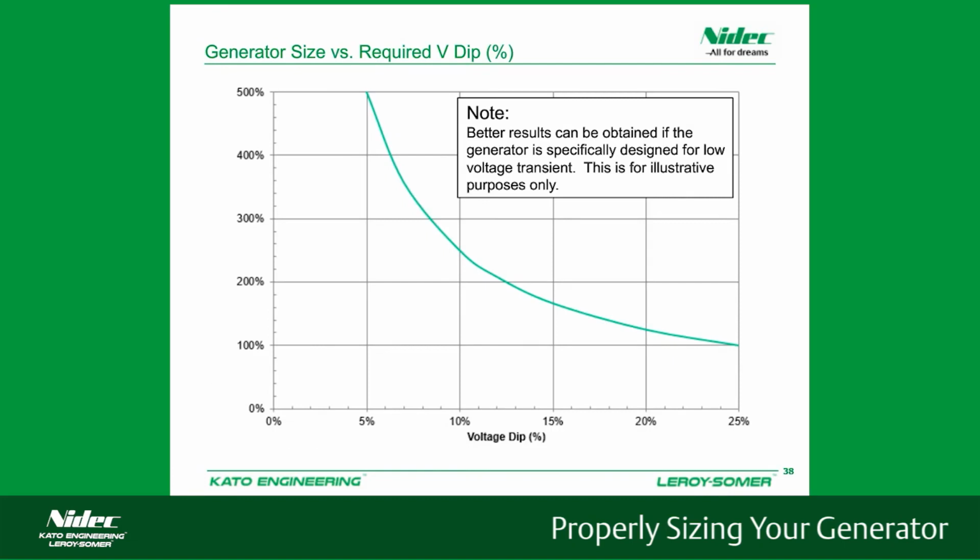So here we have a typical curve for the generator sizing dependent on the voltage dip required. And I would say that this curve is very conservative, and we can often do a little bit better than that depending on the size of the machine. This would maybe be a worst case scenario. But as you can see, the smaller voltage dip that you require, the higher the sizing of the machine goes.